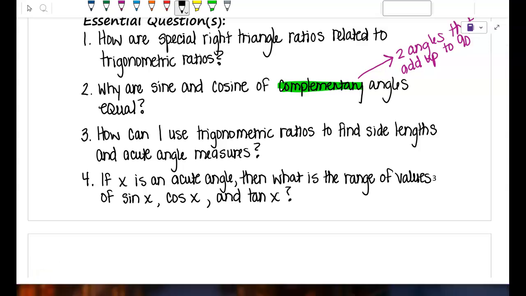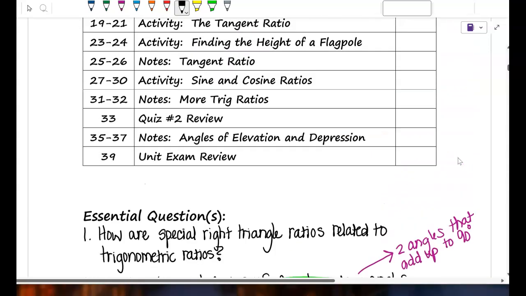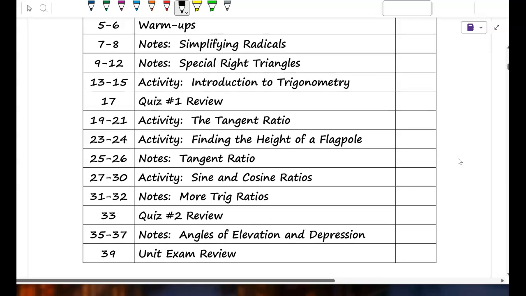All right, so we are going to get to the first lesson today. So up above here in our table of contents where it says notes simplifying radicals, today is the 10th. So we're going to put that date in there, and then we're going to go to page 7 so that we can work on that lesson.